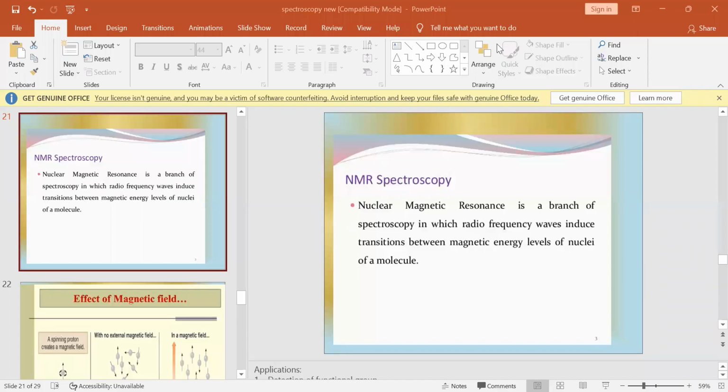Good morning, everyone. Today, our topic is NMR spectroscopy. NMR spectroscopy means nuclear magnetic resonance spectroscopy.